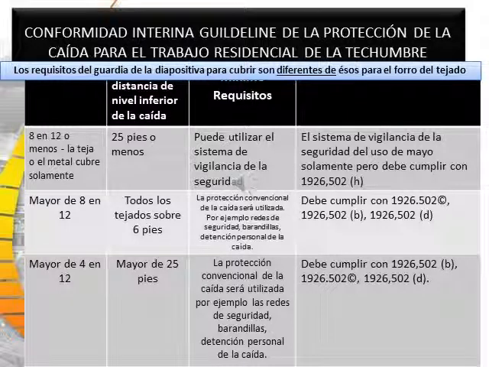Here we can see the chart for interim fall protection compliance, where 8 and 12 or less, 25 feet or less from the eave to the lower level, can use safety monitoring systems. Greater than 8 and 12 can use conventional fall protection, and greater than 4 and 12 with over 25 feet, conventional fall protection shall be used, such as safety nets, guardrails, and personal fall arrest systems.